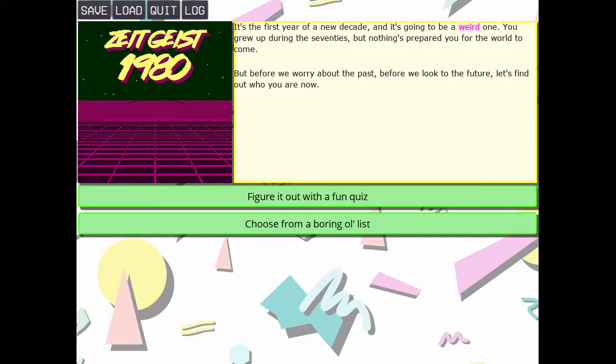So in writing Zeitgeist 1980, I started with our protagonist, who is defined almost entirely by the choices the player makes for them. In fiction, we talk about positive and negative character arcs, that is, does the protagonist overcome their misconceptions about the world, or do they double down on it? I use this central choice to structure the game's story.